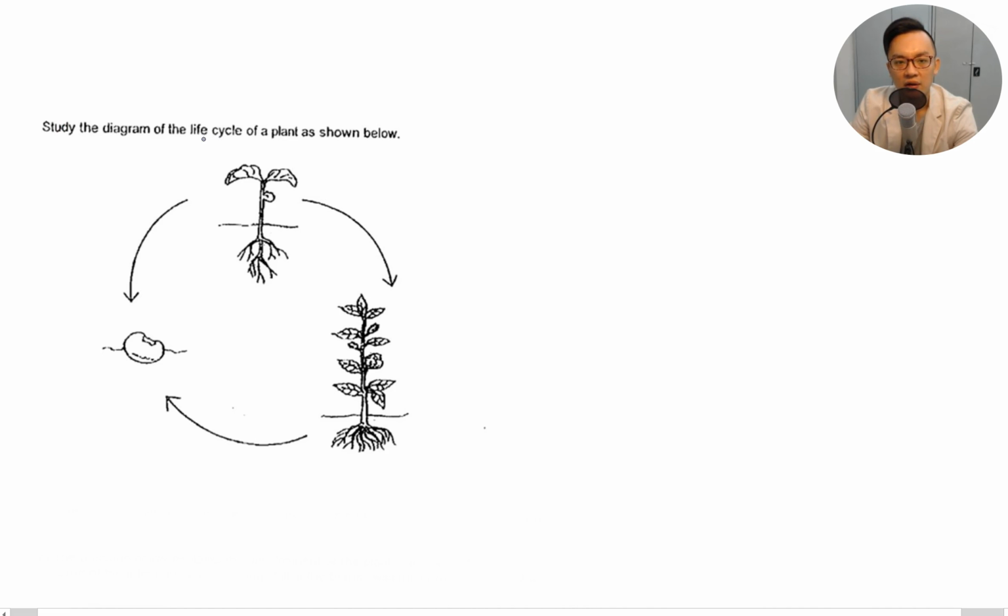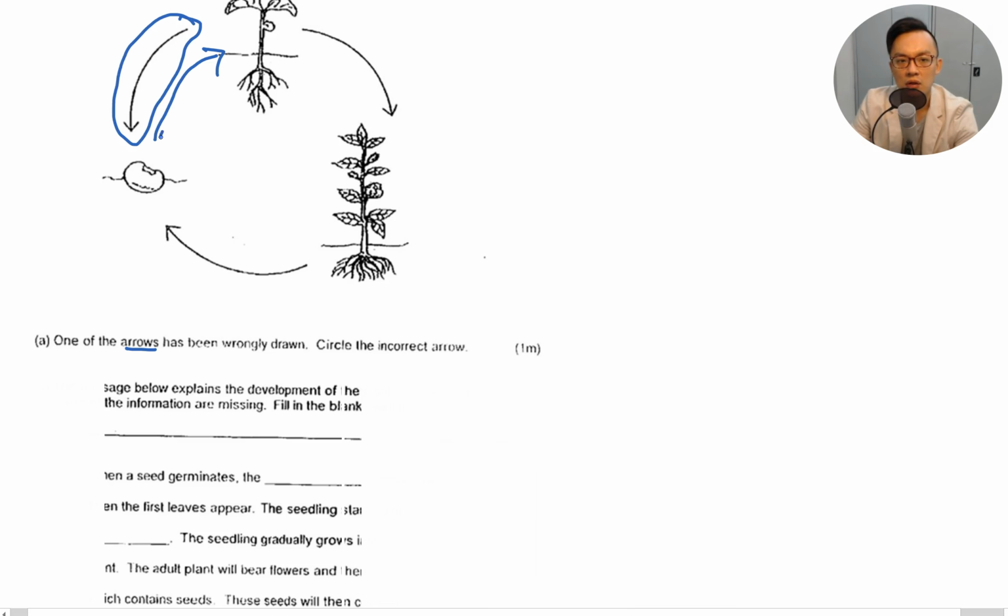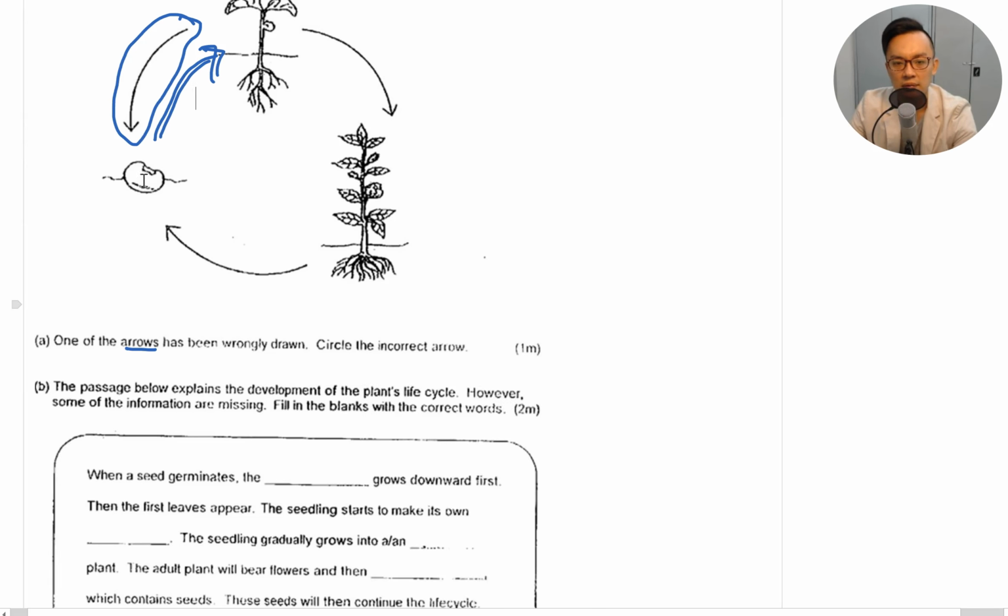Study the diagram of the life cycle of a plant as shown below. So I have a seed, seedling, adult plant. If you look at this diagram, something's a bit odd. Seedling to adult plant is correct. Adult plant to seed is correct. Seed to seedling is not this way. It's actually this way. One of the arrows has been drawn wrongly. Circle the incorrect arrow. So this arrow is drawn wrongly. It should be in this direction.